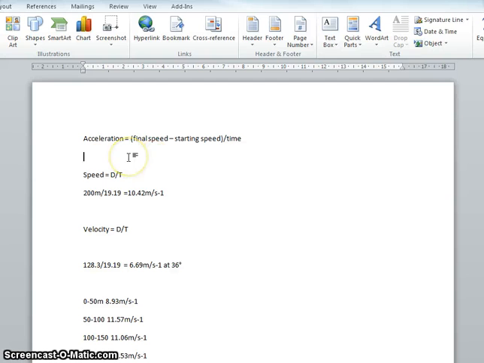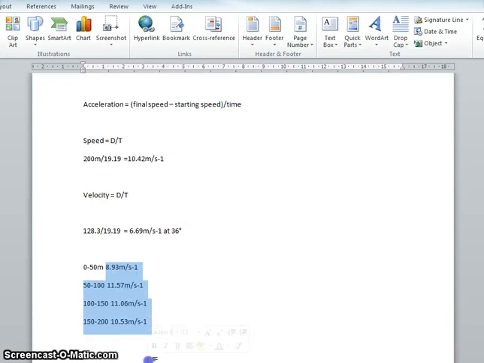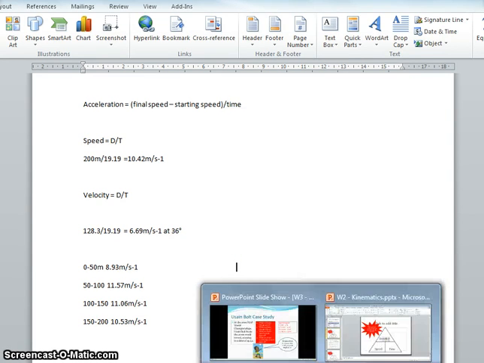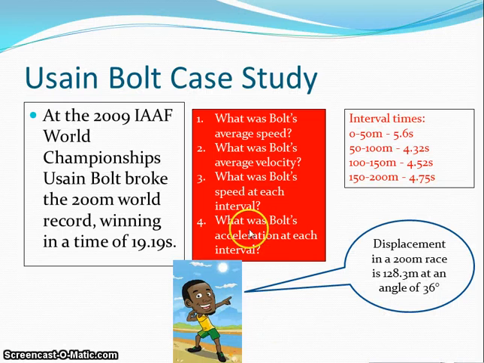Now we have to work out the acceleration at each interval. We've got our speeds here. We've just worked out our speeds, so these are the speeds at each interval. What I'll do is work them out next to them for you, which makes it easier to see. So what was Bolt's acceleration at each interval? We've got the 4 intervals there.